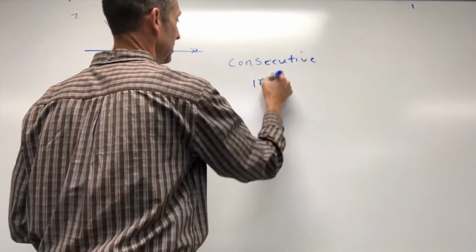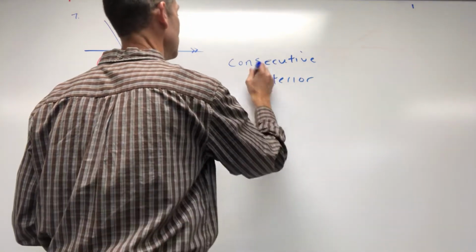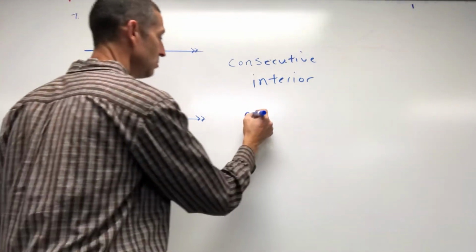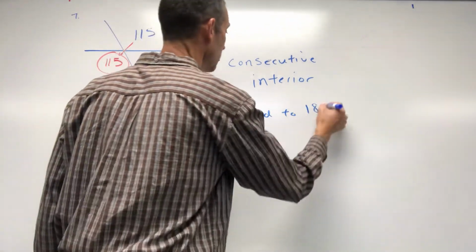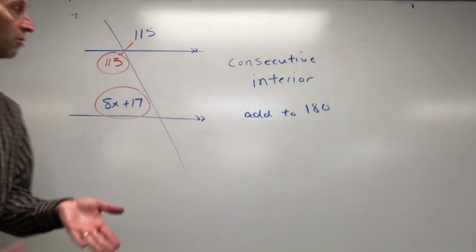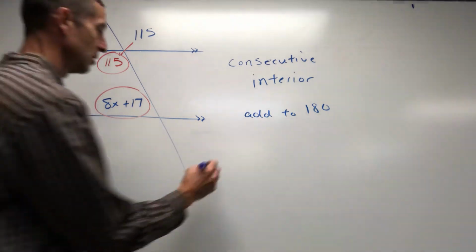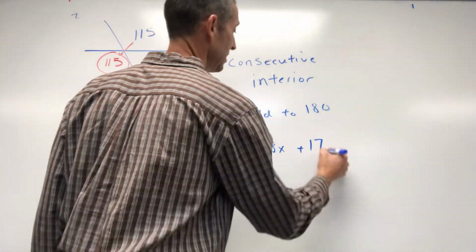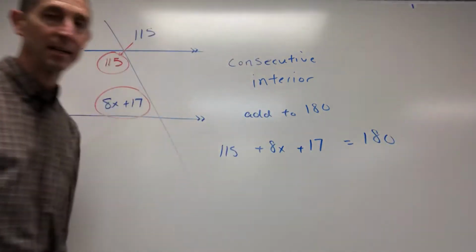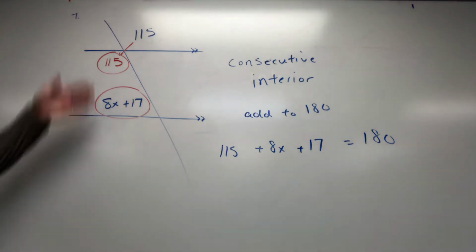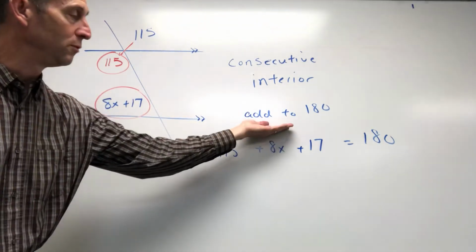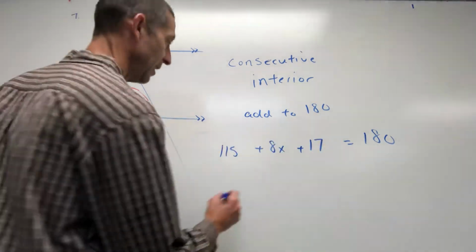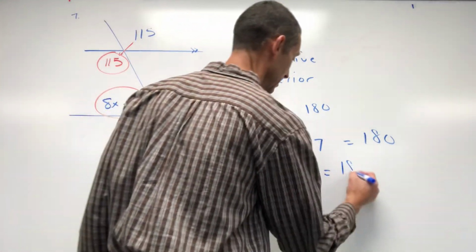consecutive interior angles. So when you have consecutive interior angles, you know these add to 180. So for you to solve this, you're going to take these two angles, 115 plus 8x plus 17, and set that equal to 180. So if it's consecutive interior, the move, set them up to 180. One angle plus the other angle equals 180.